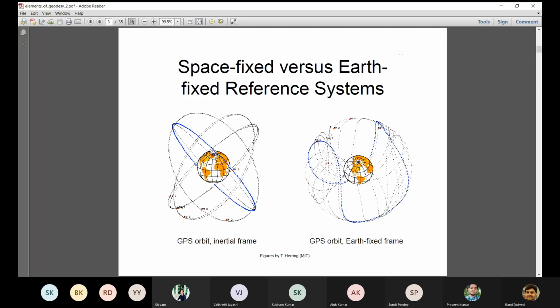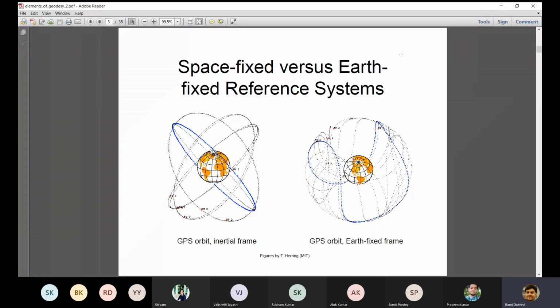So the left-hand figure, which is called the GPS orbit, is the figure when you consider the inertial frame. That means you are not on the surface of the earth, you are outside the earth, in space, looking at how the orbits look. And we have seen thousands of satellites in this space, isn't it? So if you observe any one satellite, you will see the path of that individual satellite.